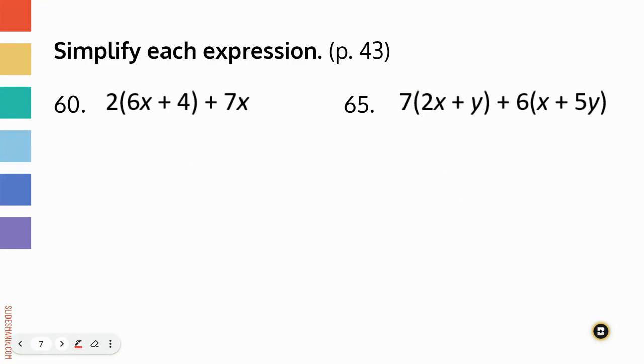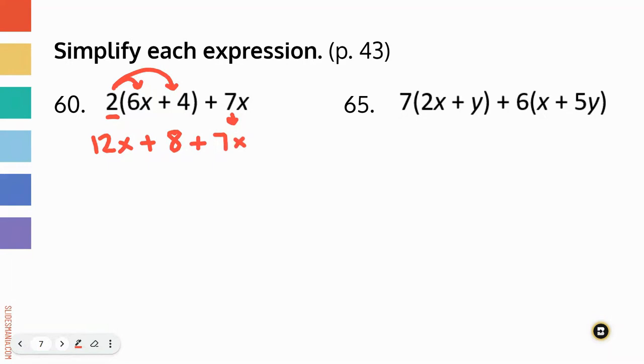Okay, number 60, we are still on page 43. So this time we are going to distribute the 2, and we're going to distribute it to 6x and 4. So that means we're going to do 2 times 6x, that is 12x, and then 2 times 4 is 8, and then this plus 7x just comes down. We don't distribute to it because it's not inside the parentheses.